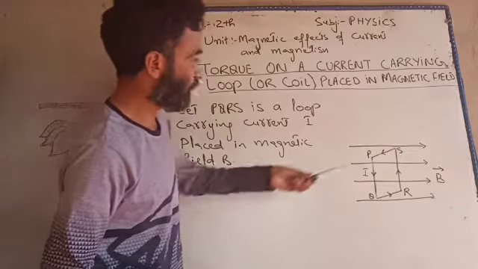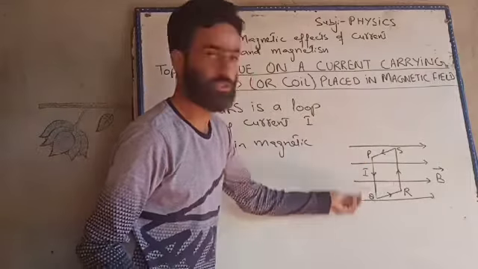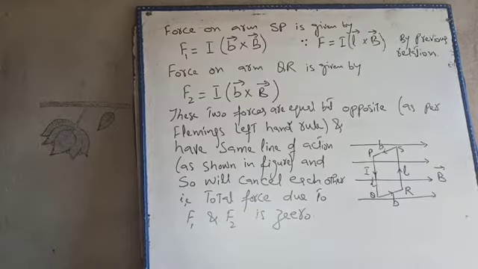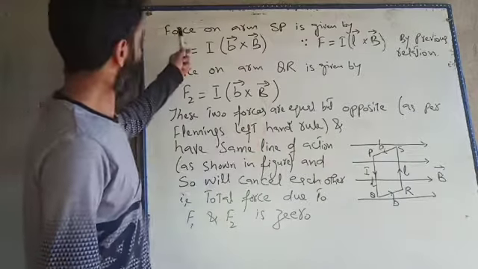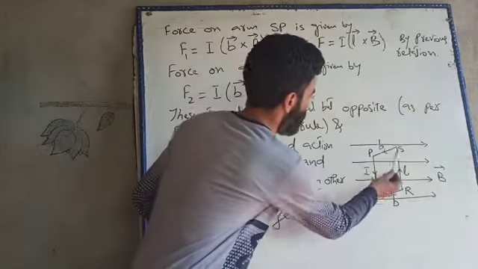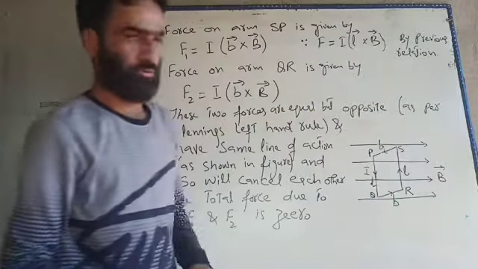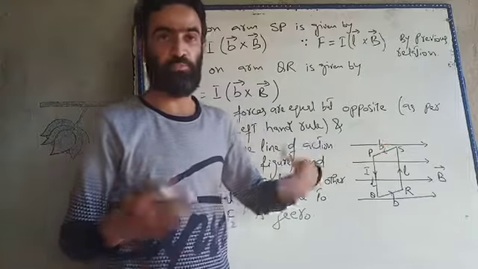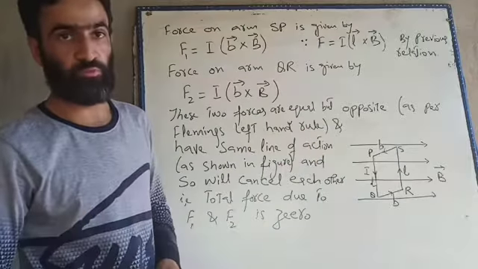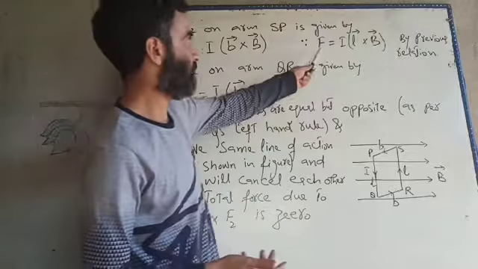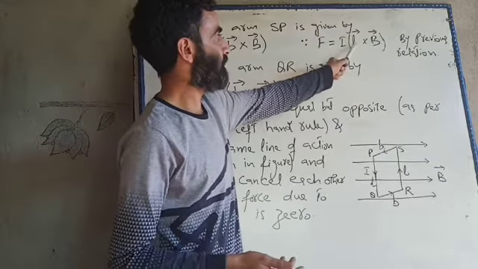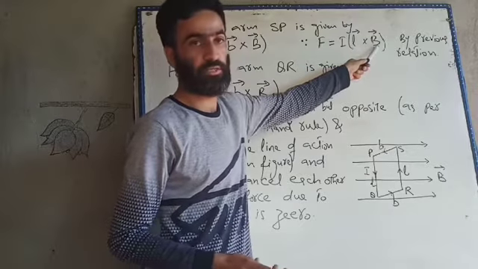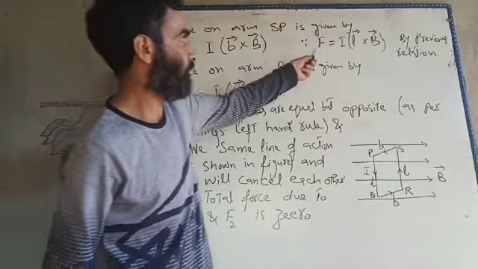Okay. So now let us calculate the forces upon the arms of this loop, right? Now see here, I have written force on arm SP. Let's calculate force on this arm SP. We know the relation when a current carrying conductor is placed in magnetic field. The general relation for the force experienced is given by F is equal to I, L cross B, where L means the length of the conductor and B is the applied magnetic field. This is the previous relation which you have gone through.